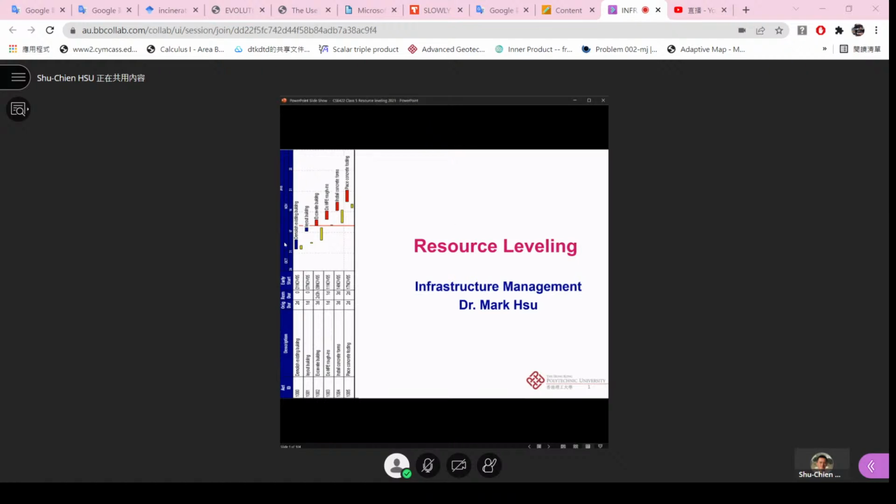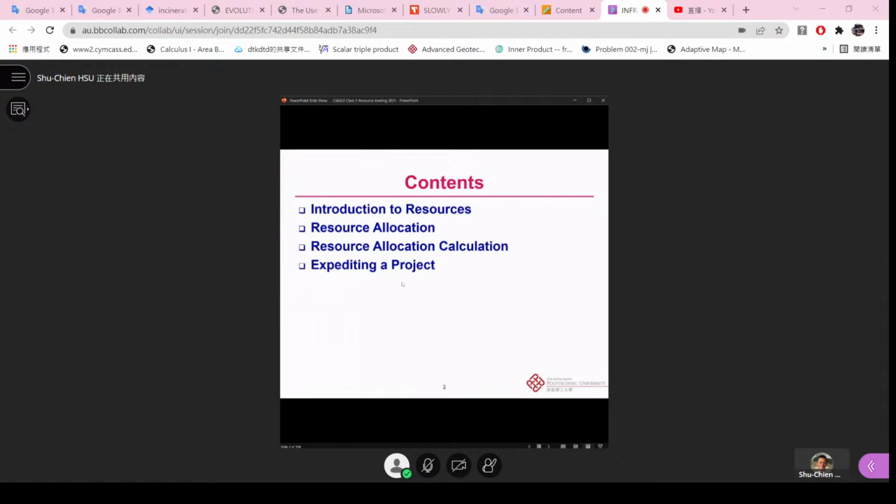We call this resource leveling, and of course I will introduce it and let you know why we need it, and why I call it an integration of the previous lecture contents. I will start with an introduction to resources and how we can allocate them, how we can do the calculation, and finally how we can do resource leveling and even expedite a project.